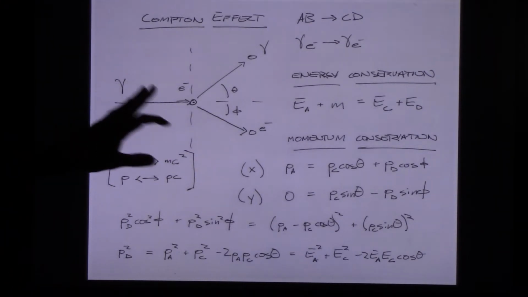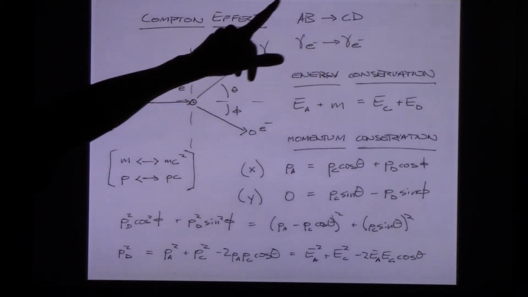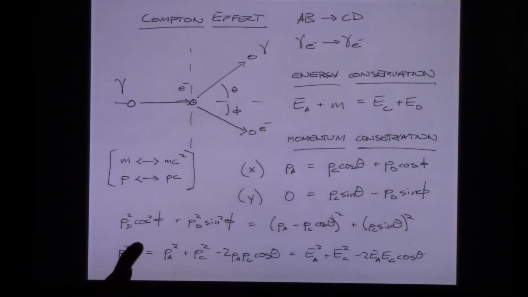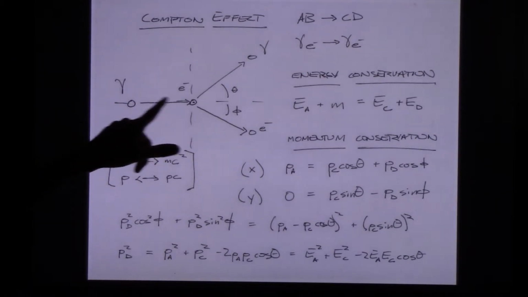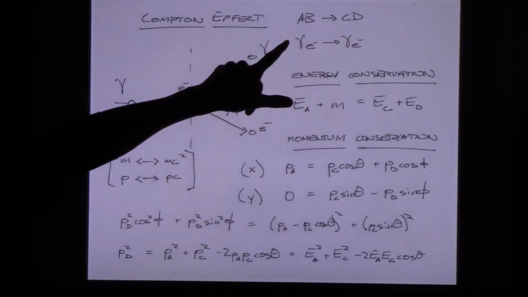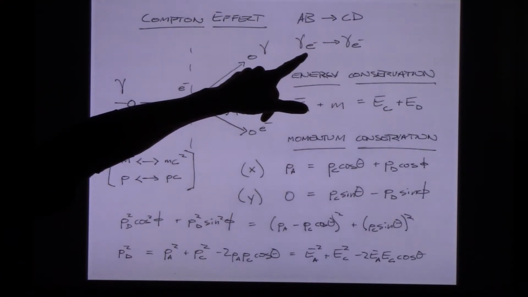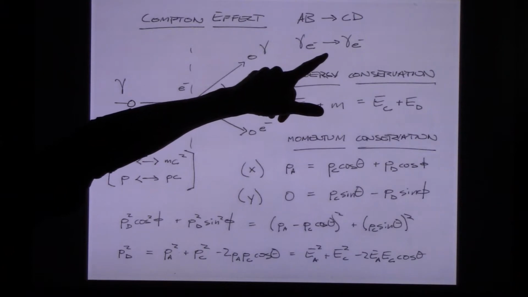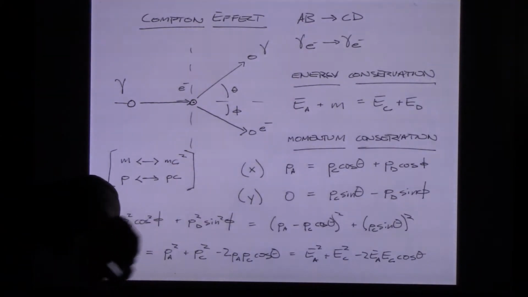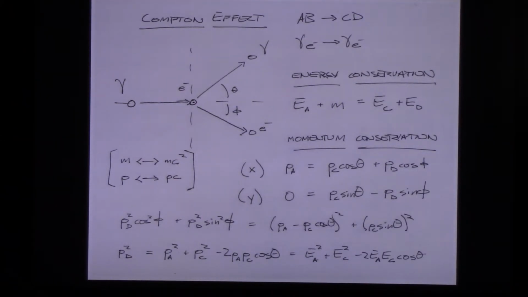So for these reactions, I'm going to characterize this reaction as AB goes to CD. So AB are the particles coming in. Now I'll let A represent my photon coming in, B represent my electron, and then C will represent the photon leaving, and D represents the electron leaving.